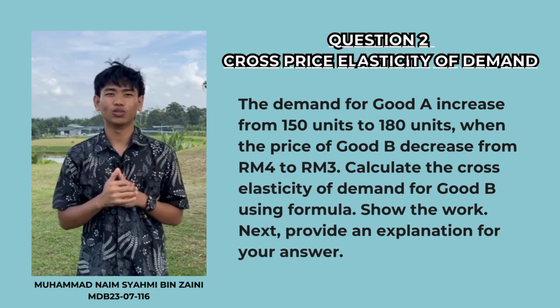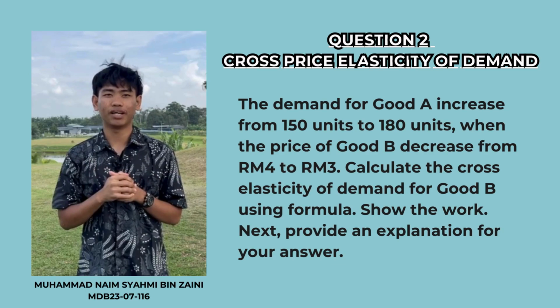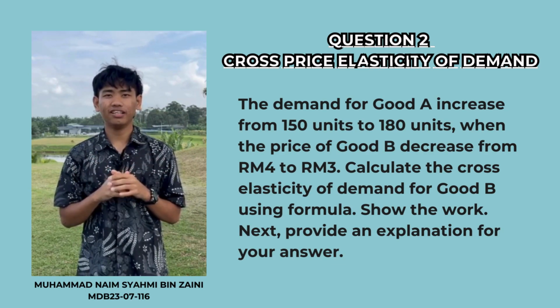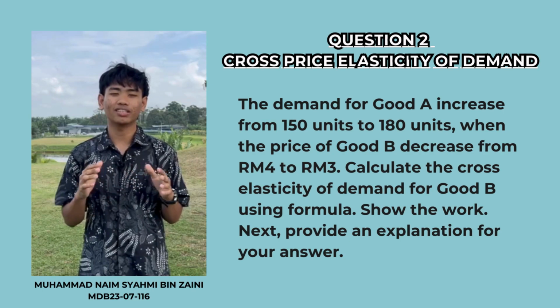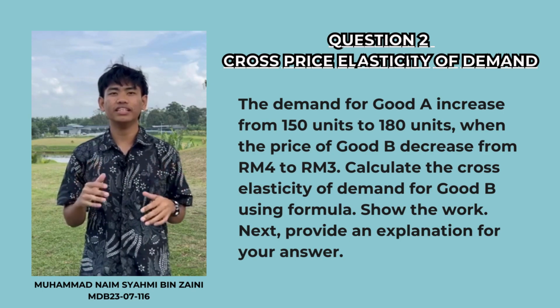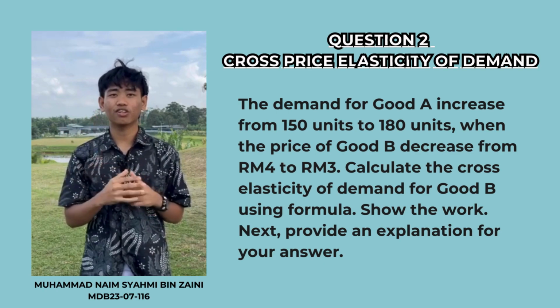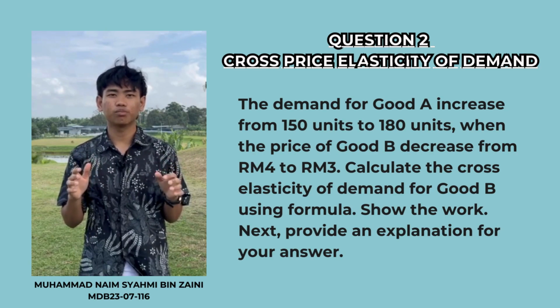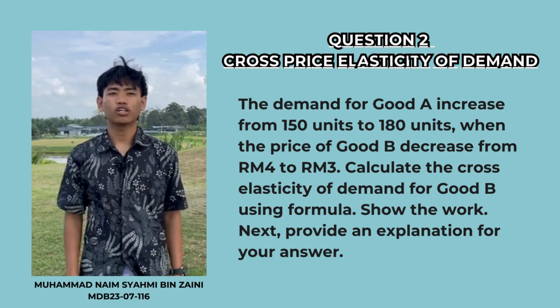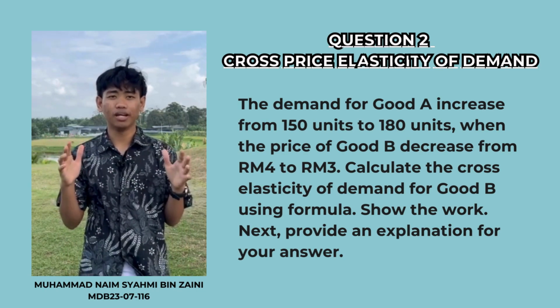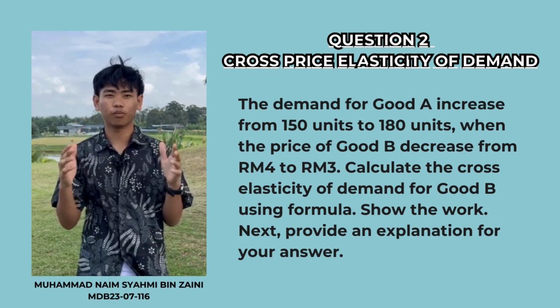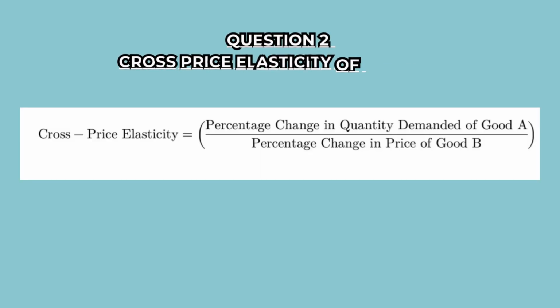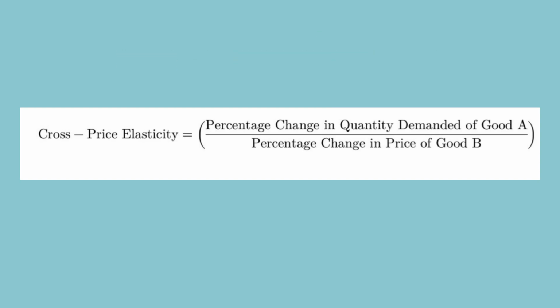Next, question number 2. This is about cross price elasticity of demand. The demand for good A increased from 150 units to 180 units when the price of good B decreased from 4 ringgit to 3 ringgit. Calculate the cross elasticity of demand for good B using the formula. Show the work, then provide an explanation of your answer. To calculate the cross price elasticity of demand, XED, for good B, we will use the formula: percentage change in quantity demanded of good A divided by percentage change in price of good B.